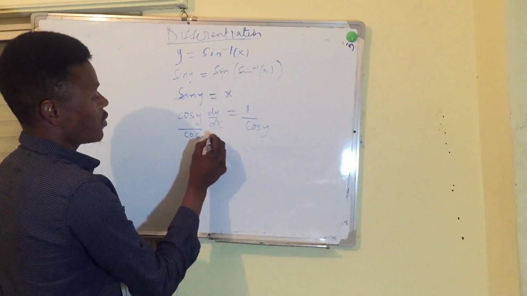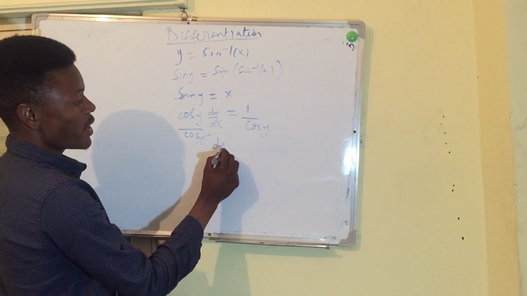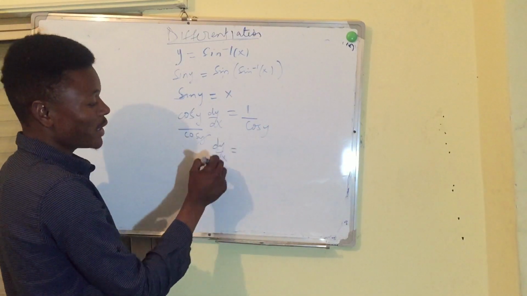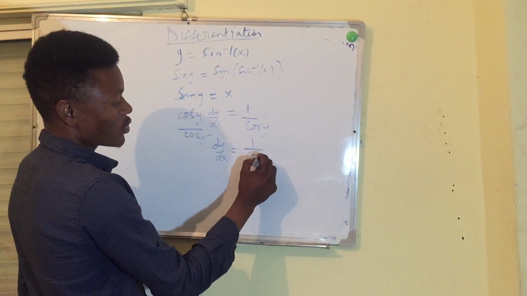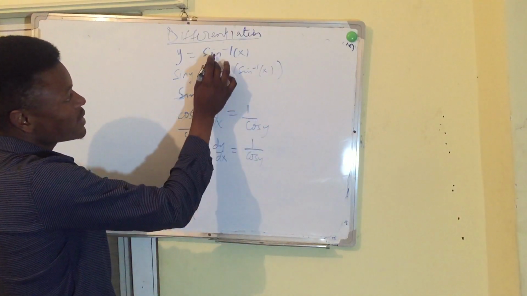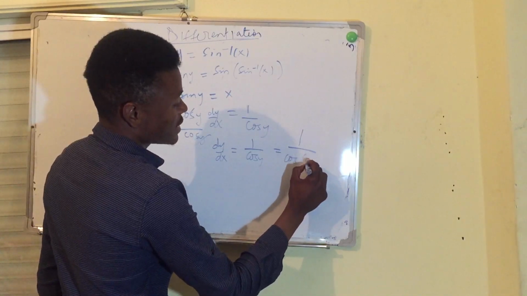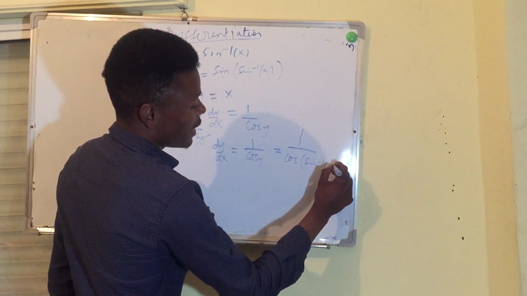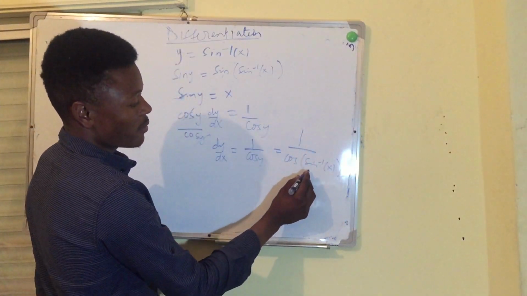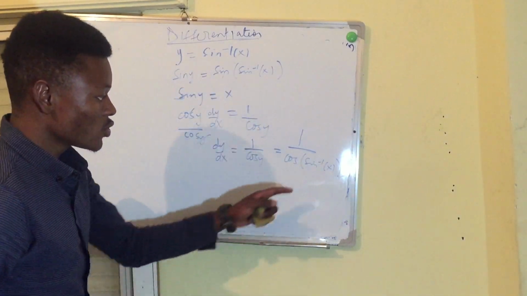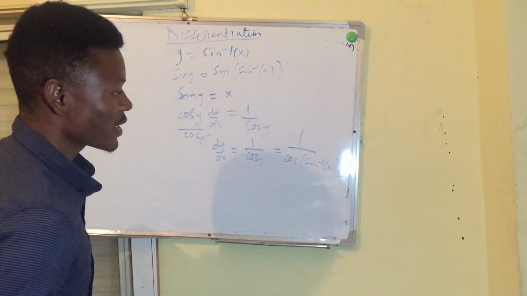Cos y, y cancels this. So dy/dx is equal to 1 all over cos y. But we know y is sine inverse of x. So this is cos of sine inverse of x. That is cos y, because y is sine inverse of x. So what is this sine inverse of x then?